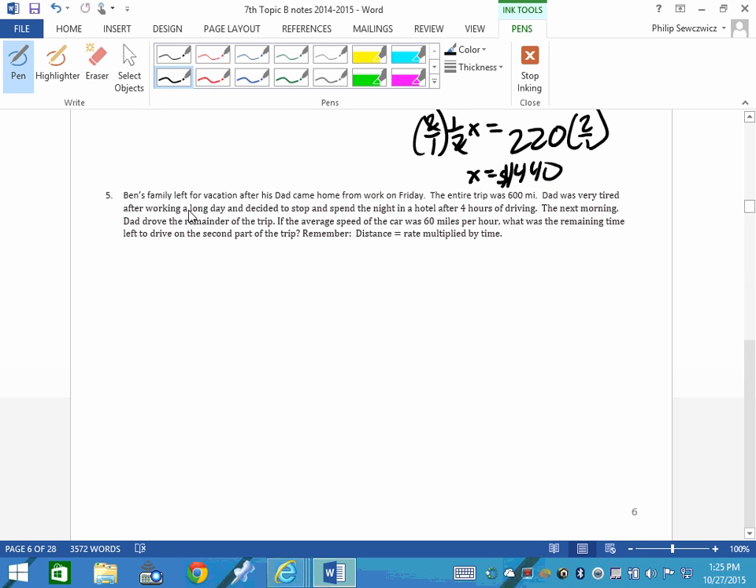All right, Ben's family left for a vacation after his dad came home from work on Friday. The entire trip was 600 miles. Dad was very tired after working a long day and decided to stop and spend the night in a hotel after 4 hours of driving. The next morning, Dad drove the remainder of the trip. If the average speed of the car was 60 miles per hour, what was the remaining time left to drive on the second part of the trip? Okay, and this is, remember, distance is rate multiplied by time.